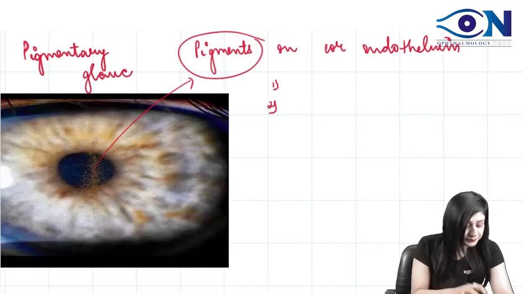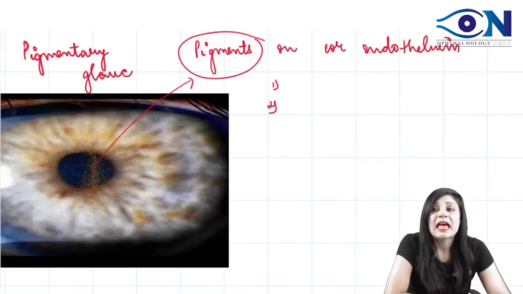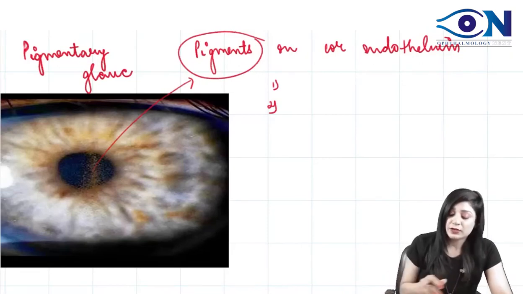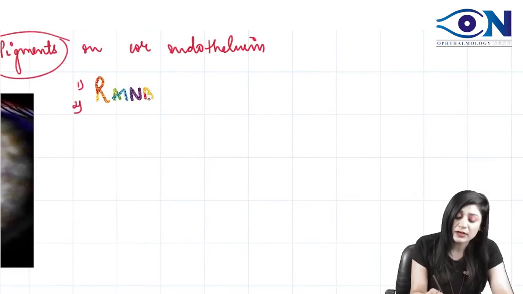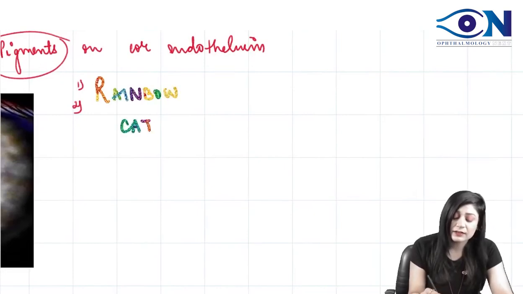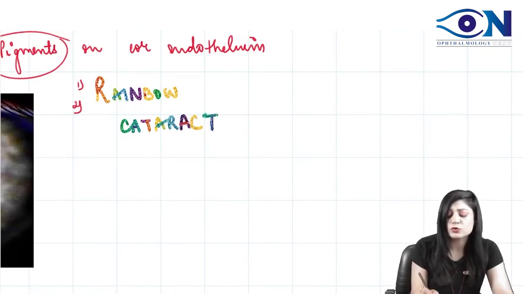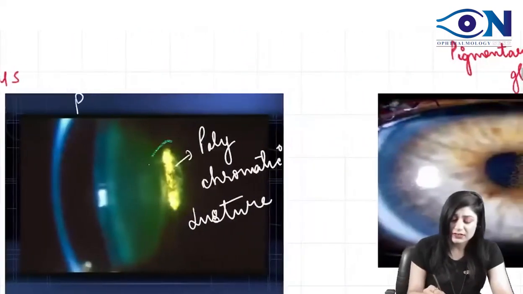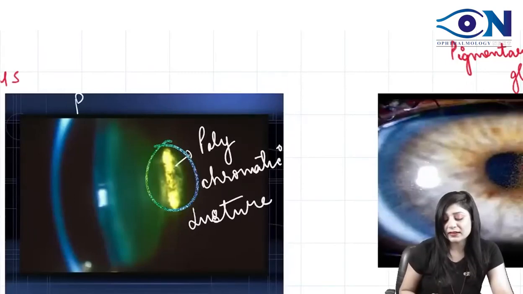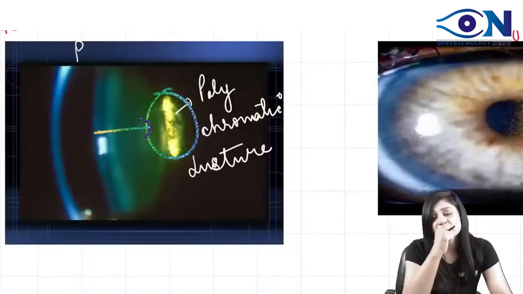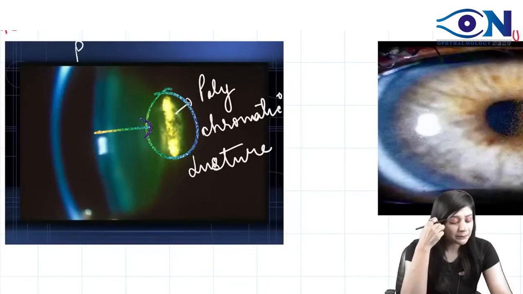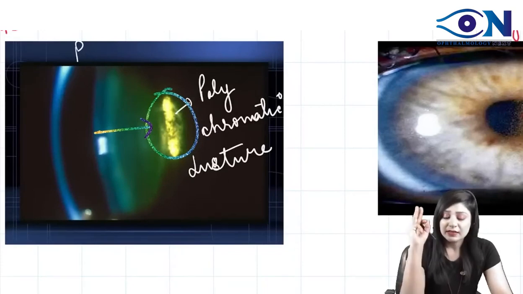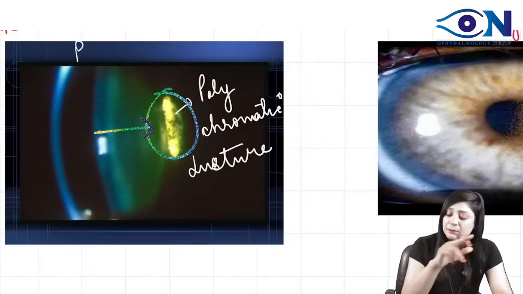And what is the name of the cataract, and what is the morphology of the cataract? So remember, the name of this cataract is the rainbow cataract because of the polychromatic luster. I have shown you the picture also so that you do not have any confusion. See this, this is the polychromatic luster. Looking at this picture, can you tell me what will be the morphology? Yes, it is the pigments on the posterior surface of the cornea. Krukenberg spindles are present in the pigmentary glaucoma.